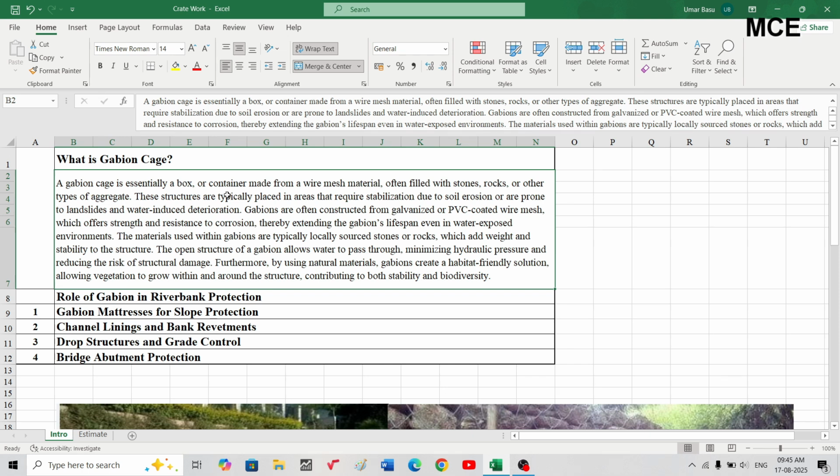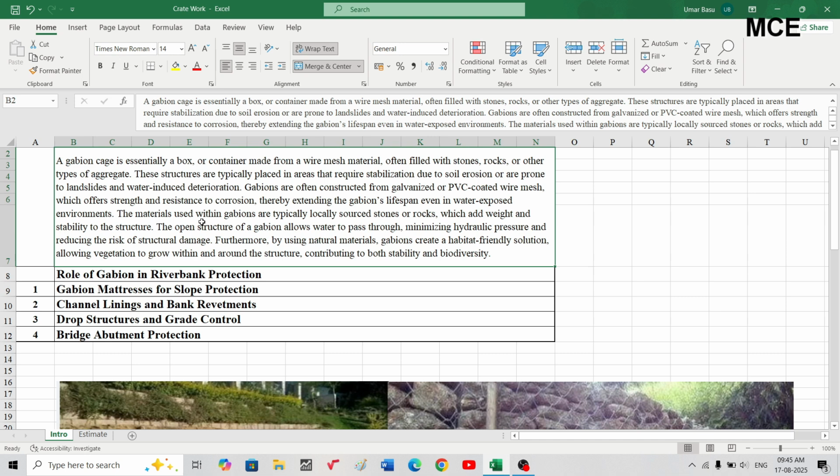These structures are typically placed in areas that require stabilization due to soil erosion and are prone to landslides and water-induced deterioration. These gabions are often constructed from galvanized or PVC coated wire mesh, which offers strength and resistance to corrosion, which extends the gabion's lifespan even in water exposed environments.